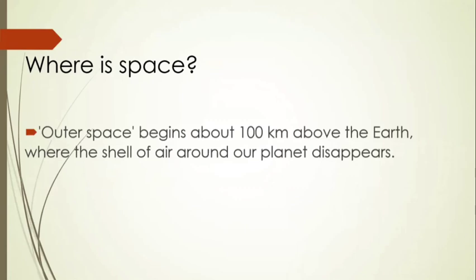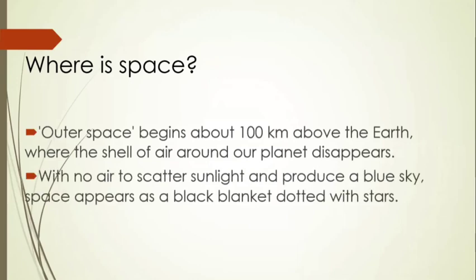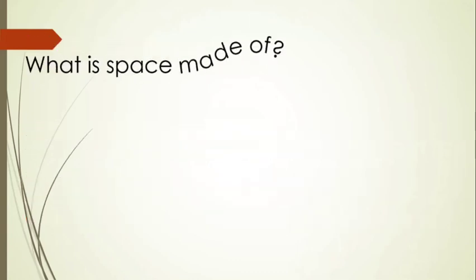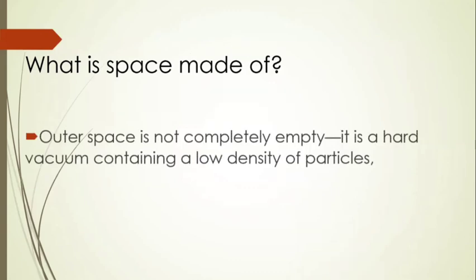Where is space? Outer space begins about 100 kilometers above the Earth, where the shell of air around our planet disappears. With no air to scatter sunlight and produce a blue sky, space appears as a black blanket dotted with stars. Space is usually regarded as being completely empty. What is space made of? Outer space is not completely empty. It is a hard vacuum containing a low density of particles.